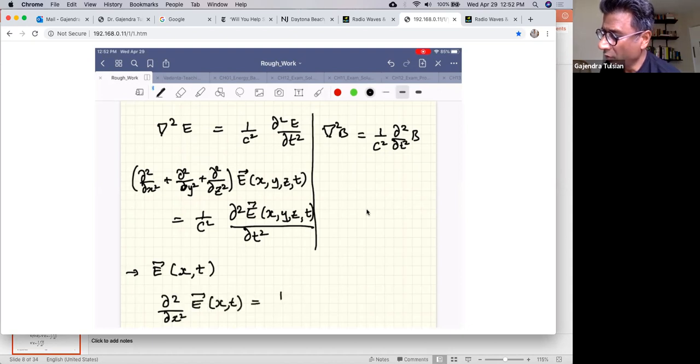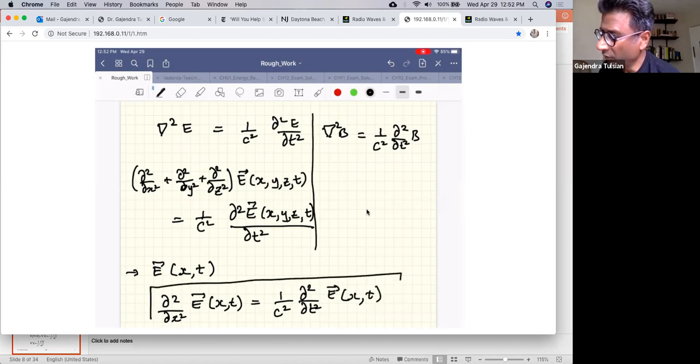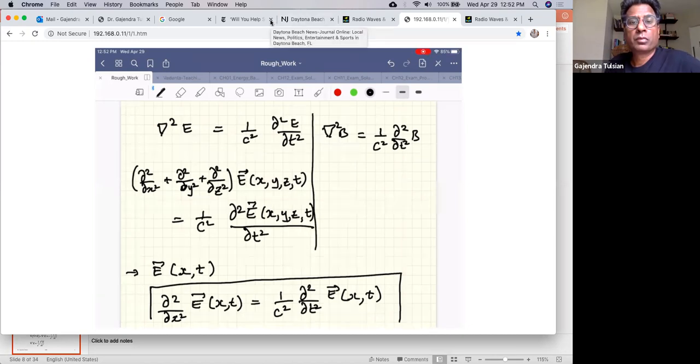Okay. 1 over c squared del squared by del t squared. This is the wave equation, okay? And we're looking for solutions to this wave equation, okay? And you can solve these differential equations, and you'll have an exactly similar equation for the magnetic field.